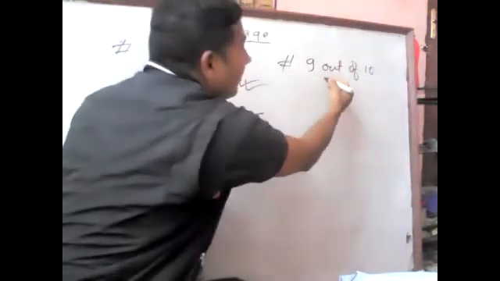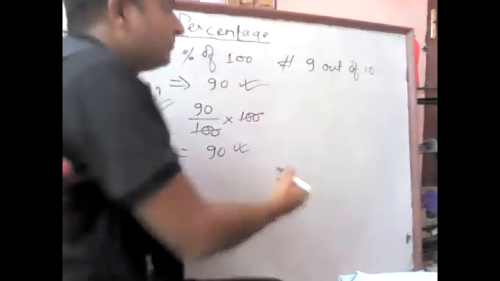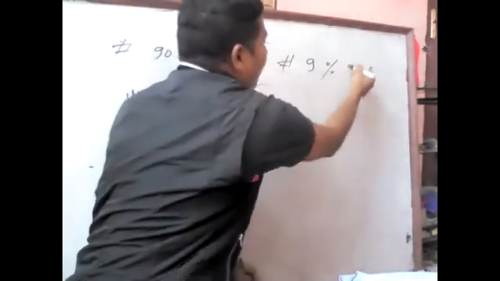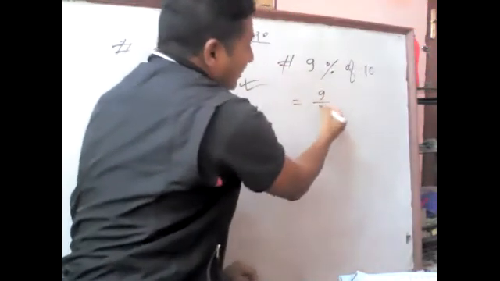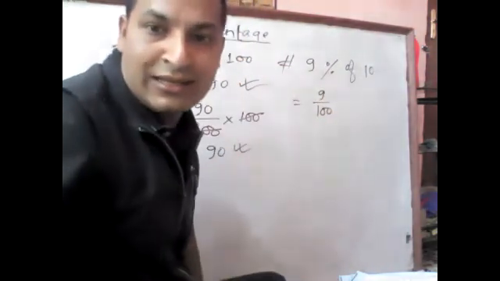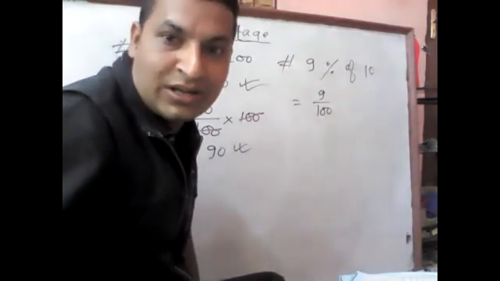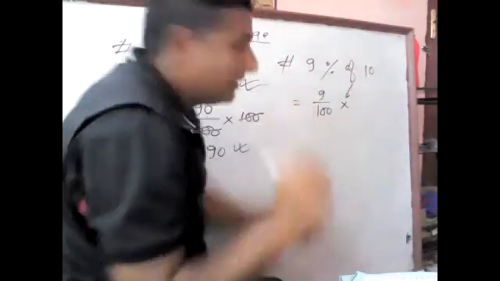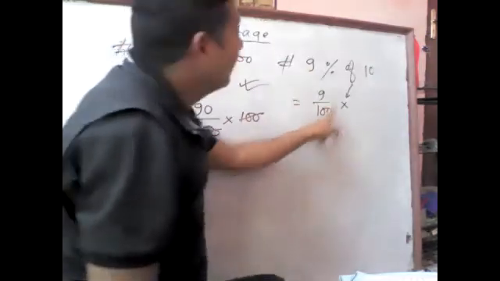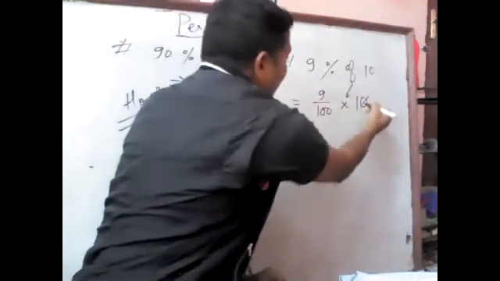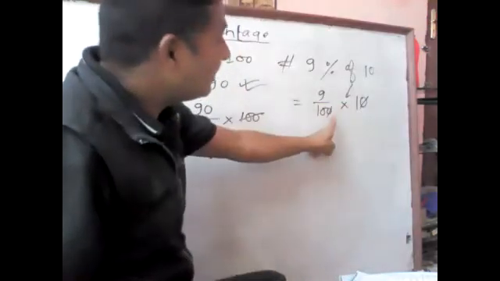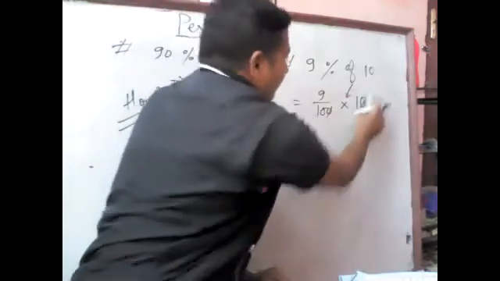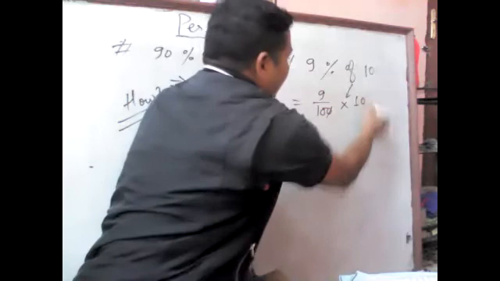Similarly, if we have to find out 9% of 10, that is equal to 9% means 9 out of 100. Please say: 9% means 9 out of 100. Of means multiply 10. The 0 and 0 cut off, and 100 becomes 10.